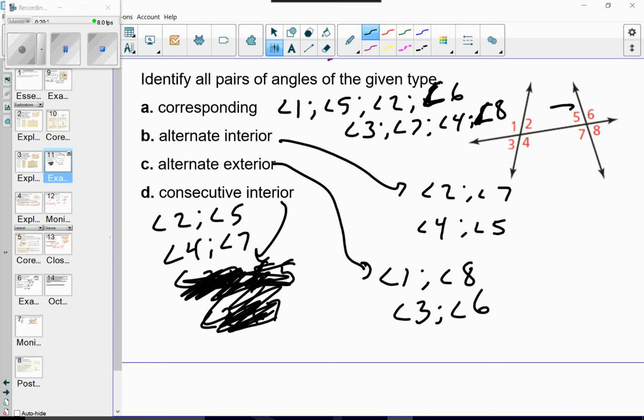So these two are consecutive interior, and these two are another pair of consecutive interior. Again, there is a relationship when it comes to the lines being parallel. Right now, with the lines not being parallel, just go with, it's called consecutive interior, or it's also called same side interior. But 2 and 5, 4 and 7.